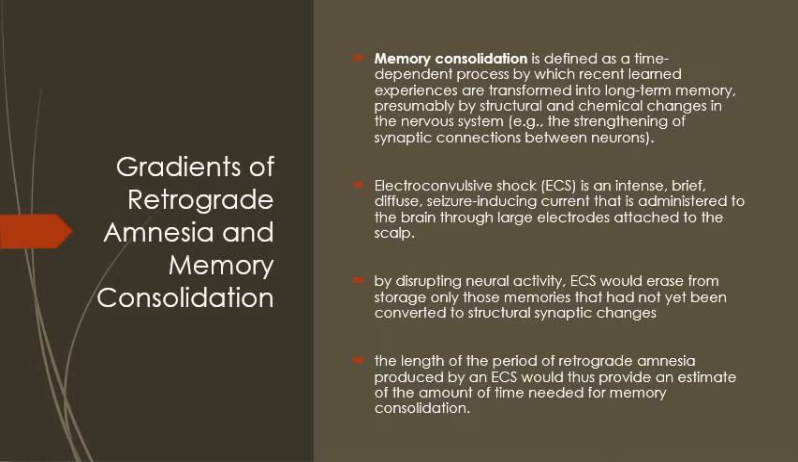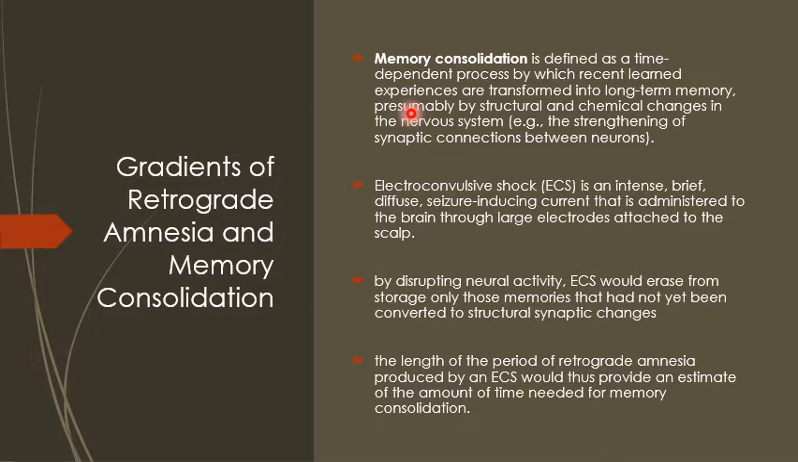Gradients of retrograde amnesia and memory consolidation. So what does memory consolidation mean? This is defined as a time-dependent process by which recently learned experiences are transformed into long-term memory, presumably by structural and chemical changes in the nervous system. For example, the strengthening of the synaptic connections between neurons. So memory is consolidated through the process of transferring new experiences from short-term memory into long-term memory.